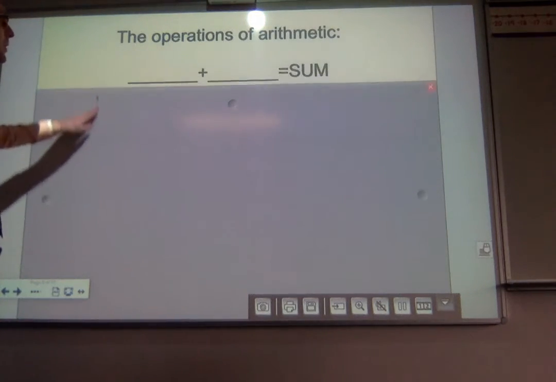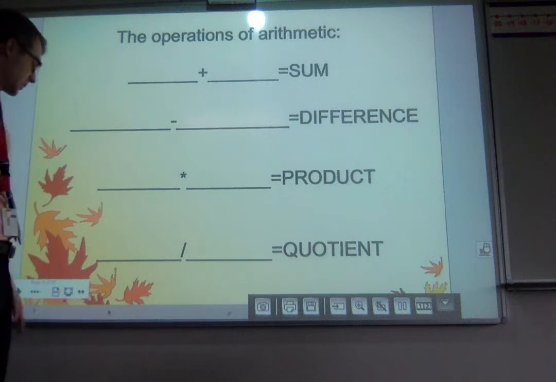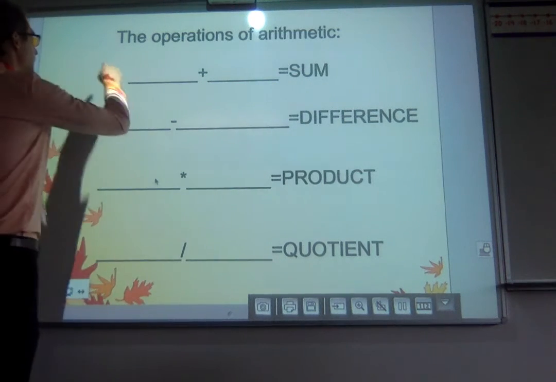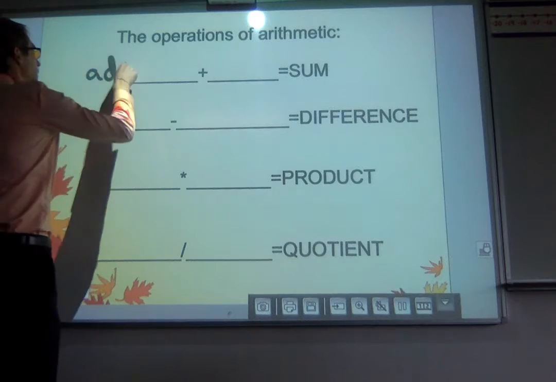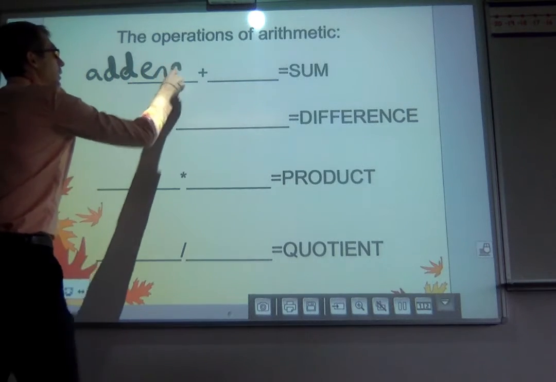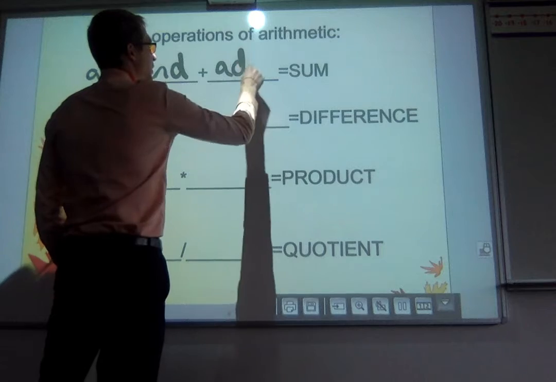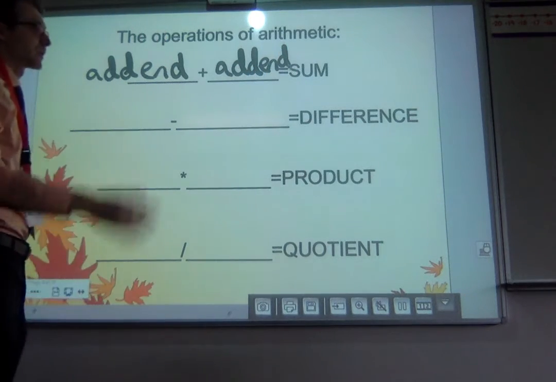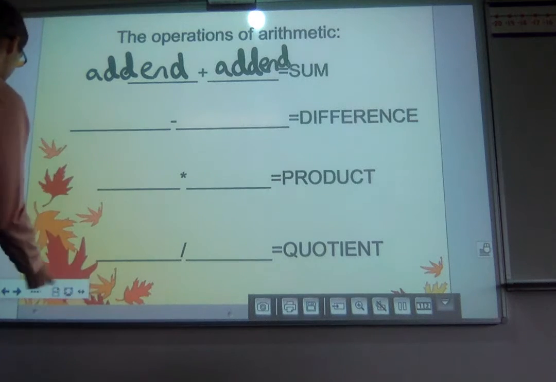All right, operations of arithmetic. So we're just going over some terminology. Writing this down: the sum, we're going to have an addend and an addend. So 2 plus 2 equals 4. The 2's are both addends. If we have 2 plus 3 equals 5, the 2 and the 3 are addends.